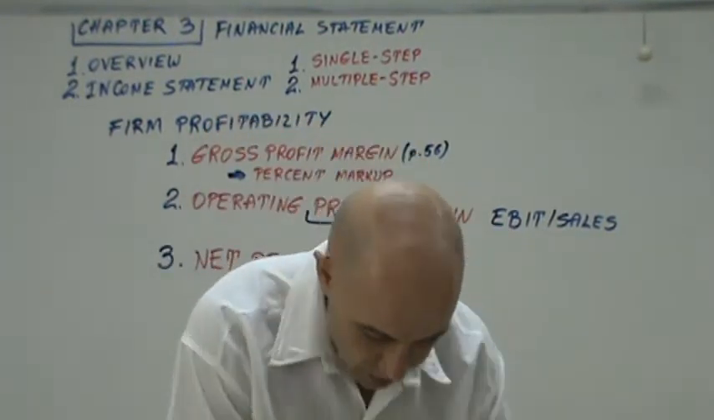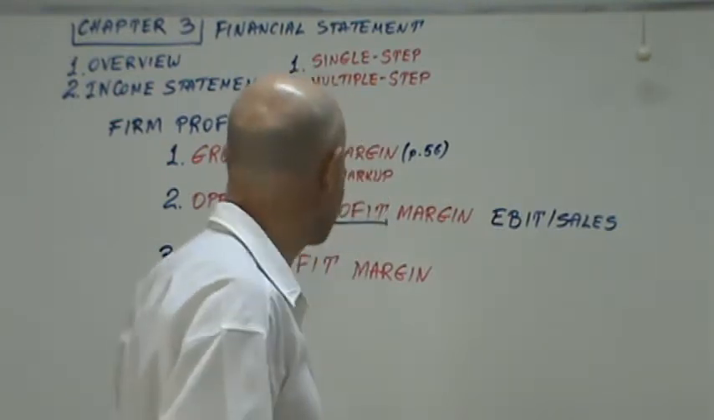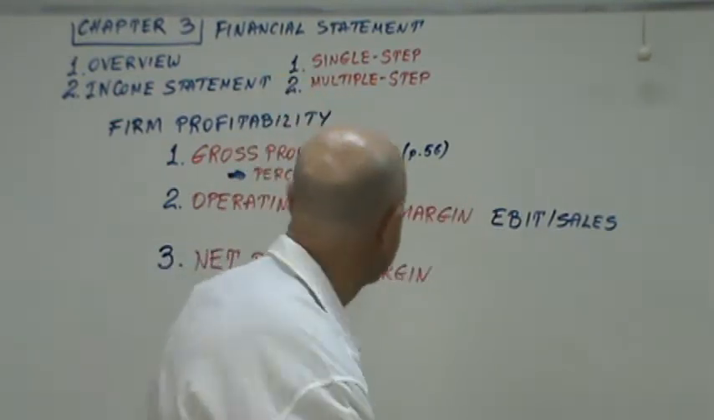Net profit margin. So it's basically net income divided over sales. Net income divided over sales.